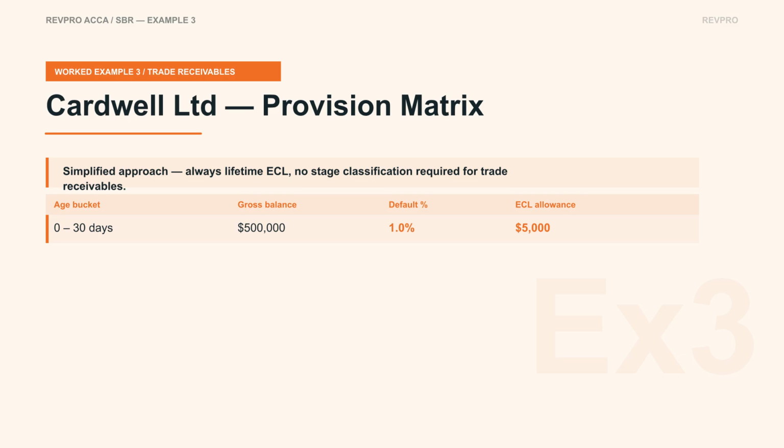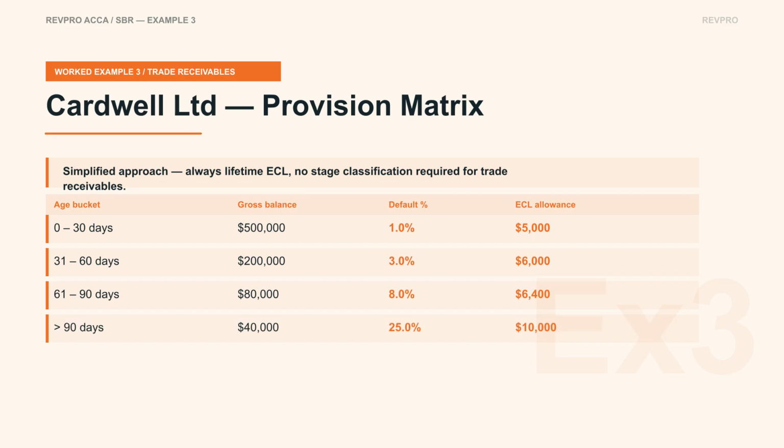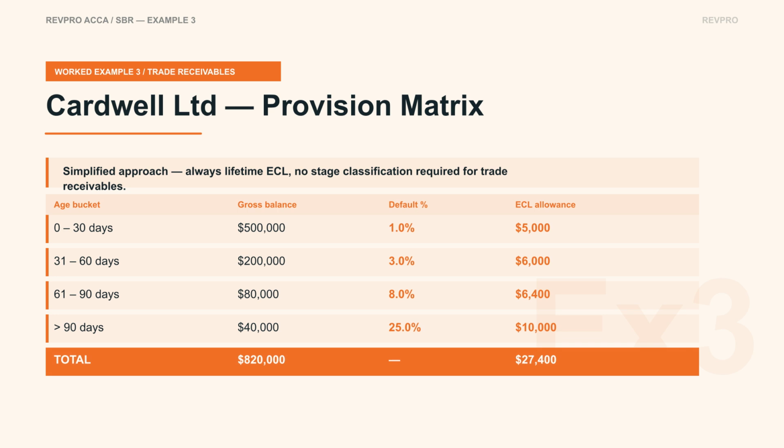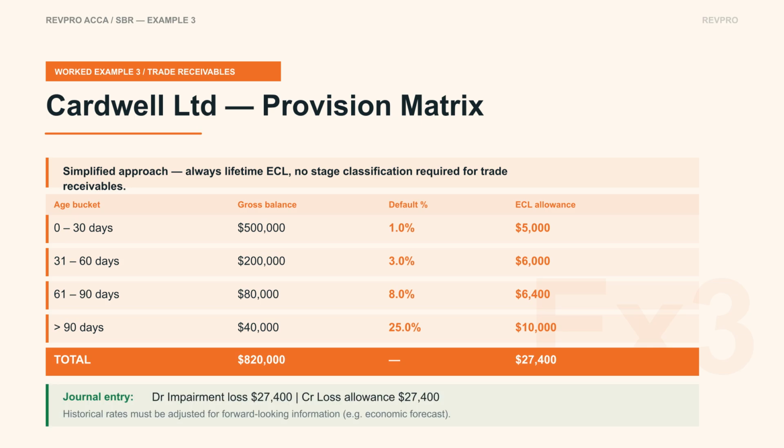$820,000 of trade receivables. The provision matrix says 0 to 30 days past due, 500,000 at 1%, giving 5,000. 31 to 60 days, 200,000 at 3%, giving 6,000. 61 to 90 days, 80,000 at 8%, giving 6,400. Over 90 days, 40,000 at 25%, giving $10,000. Total allowance is $27,400. The journal is debit, impairment loss, and credit loss allowance.